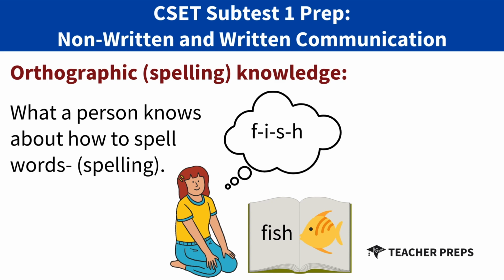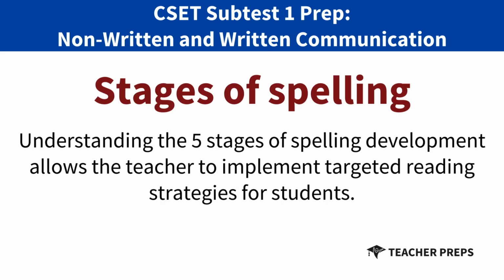And you are going to be like, what? But instead, you're watching this video, so you're going to be like, oh, I know that. Elliot said orthographic knowledge means spelling. And so this is what a person knows how to spell. So this person knows how to spell fish, F-I-S-H. Stages of spelling development and understanding.